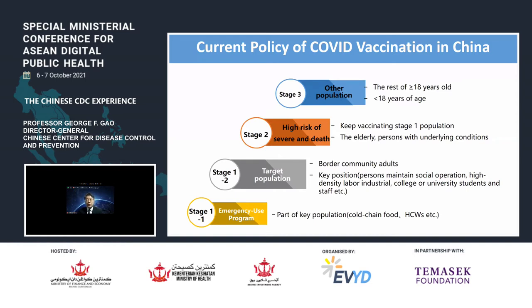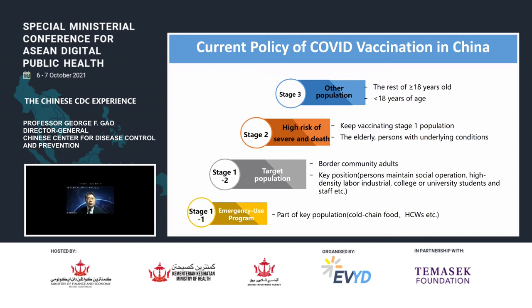our population, including elderly and persons with underlying conditions. Of course, and then we come to other populations, the rest of the 80 years. We are almost done here at the moment. Of course, we started to vaccinate the population between 12 to 18. So far, you know, it works well.